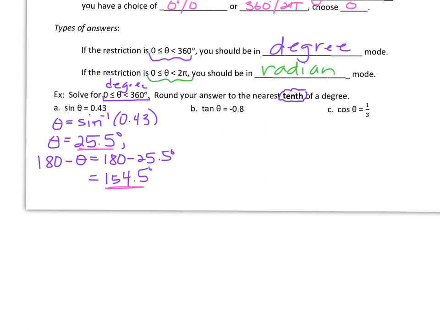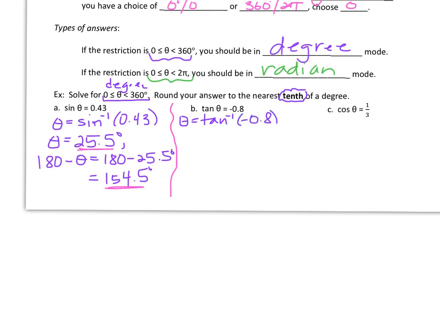All right, let's try the next one. Tan theta equals negative 0.8. Again, that's one of our primary trig functions. To get theta by itself, I'm just going to give myself a little bit of space here because sometimes I write too big. So I'm just making sure I have enough room here. To get theta by itself, we'll take tan inverse. So we just write theta equals tan inverse, or tan negative 1, of negative 0.8.